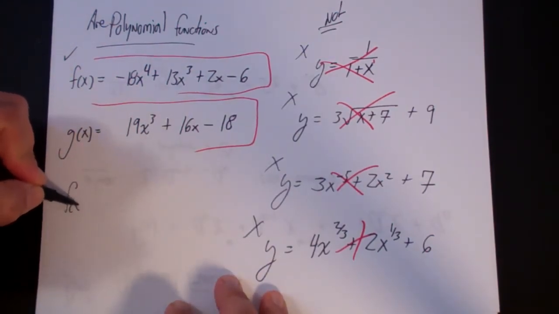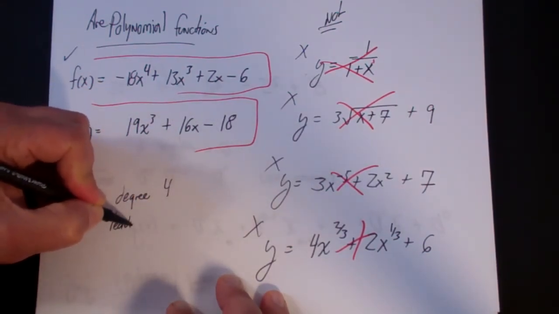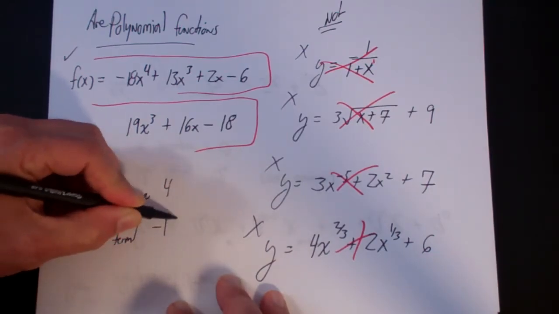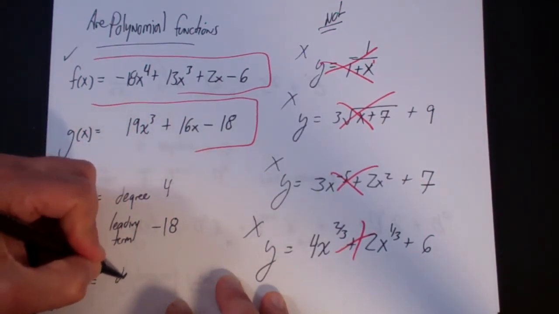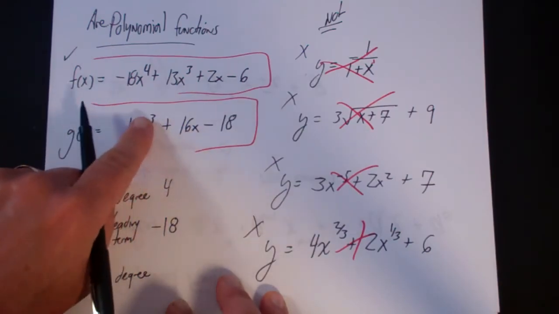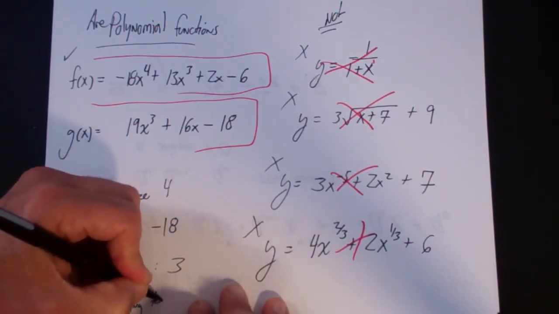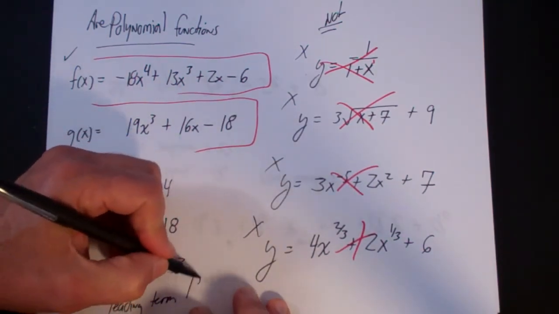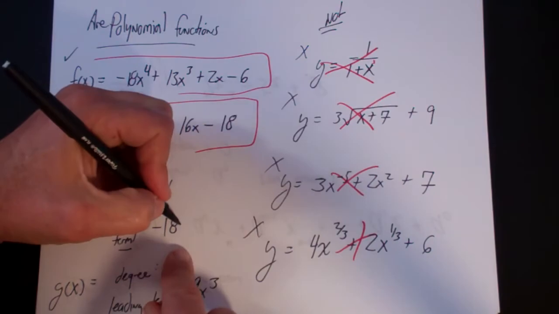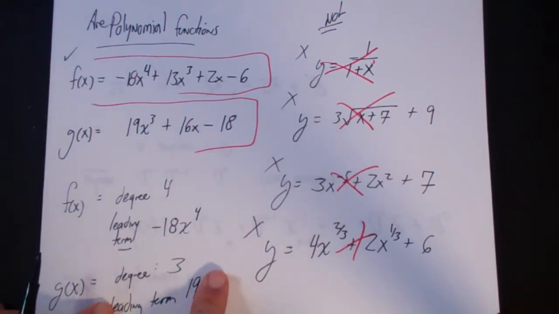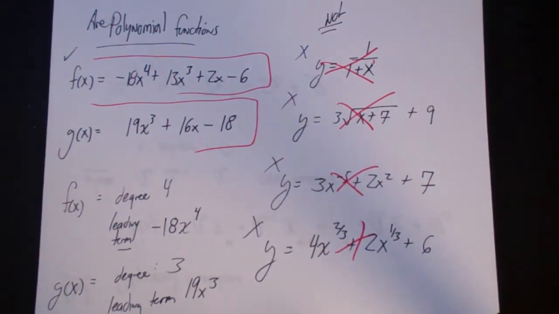In f of x, you have a degree of 4, and you have a leading term of minus 18x to the fourth. The leading coefficient in this case would be minus 18. For g of x, remember, the degree is the highest power, so the highest power is 3, so the degree is 3. The leading term is going to be 19x to the third. Different books do it a different way. In this case, the leading coefficient is a positive 19, and the leading term is 19x to the third.